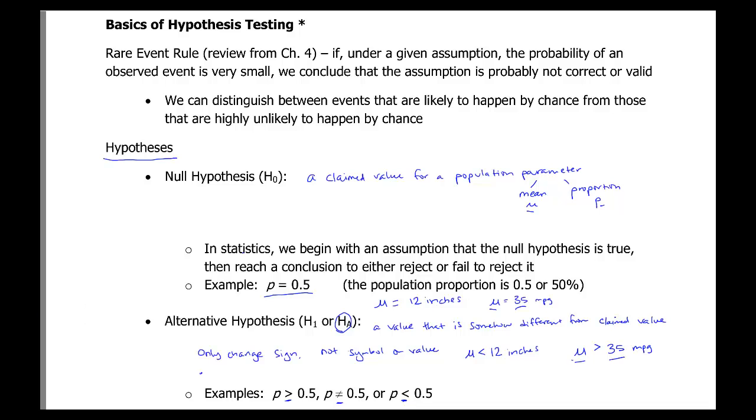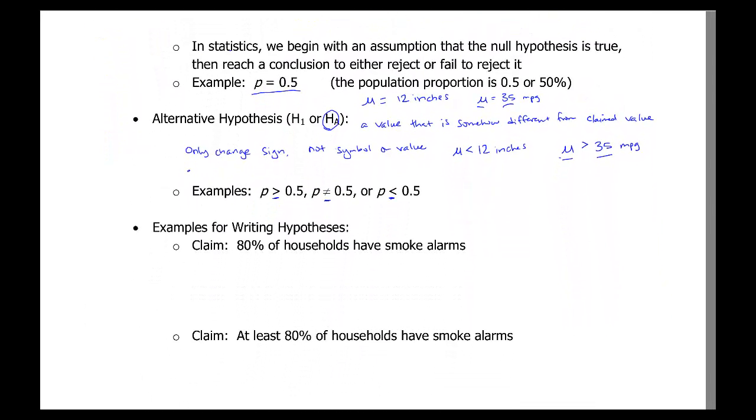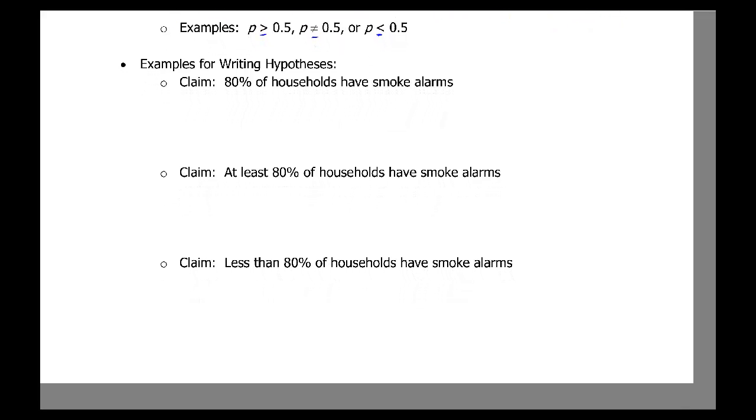So let's do a few examples. In these examples, we're given a claim. And remember, that's always going to be our null hypothesis. So the null hypothesis, we have 80%. 80% is a proportion, so we're going to use P, and it says just 80%, so P equals 80% or 0.8. That's all you need to write.